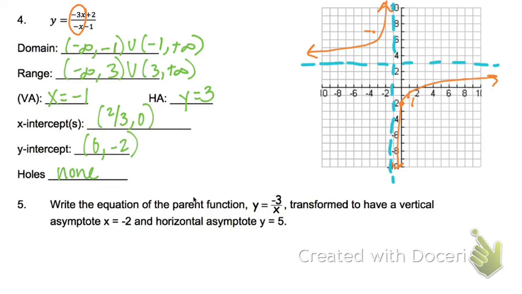Okay, let's look at the last one, number 5. It says write an equation of the parent function. So this is automatically going to be one of those where it has a number on top and an x on bottom. It has a vertical asymptote at -2 and a horizontal asymptote at 5. So I want to rewrite this. If it has a vertical asymptote at x equals -2, then what would my denominator be?